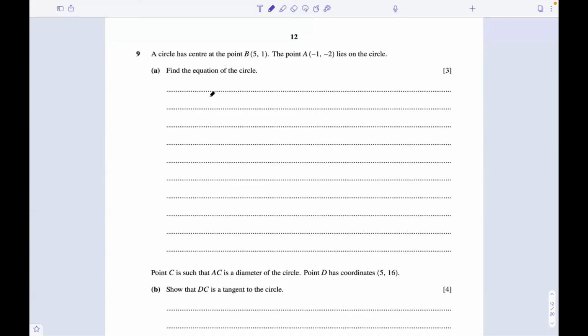In this question, you have to find the equation of the circle. We know that the equation of the circle is given as x minus a whole squared plus y minus b whole squared is equal to r squared, where a comma b are the center of the circle and r is the radius. So this is the center and r is the radius. So we have the center as 5 comma 1. So we can write x minus 5 whole squared plus y minus 1 whole squared is equal to r squared.